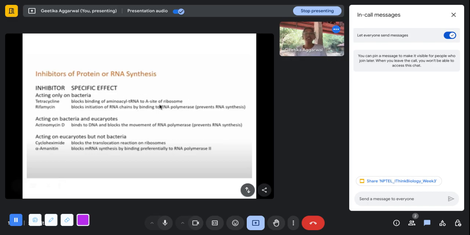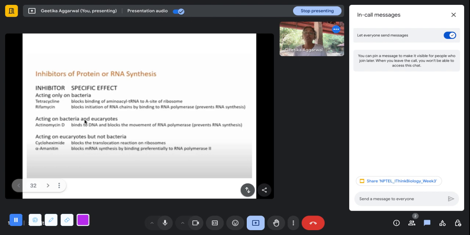So, as we discussed, the A site of the ribosome, the aminoacyl site, blocks the binding of tRNA there. So, again, translation cannot happen. And rifamycin actually blocks the initiation of RNA chains by binding to the RNA polymerase. So it prevents the formation of the mRNA itself. But these two antibiotics only work on bacteria.